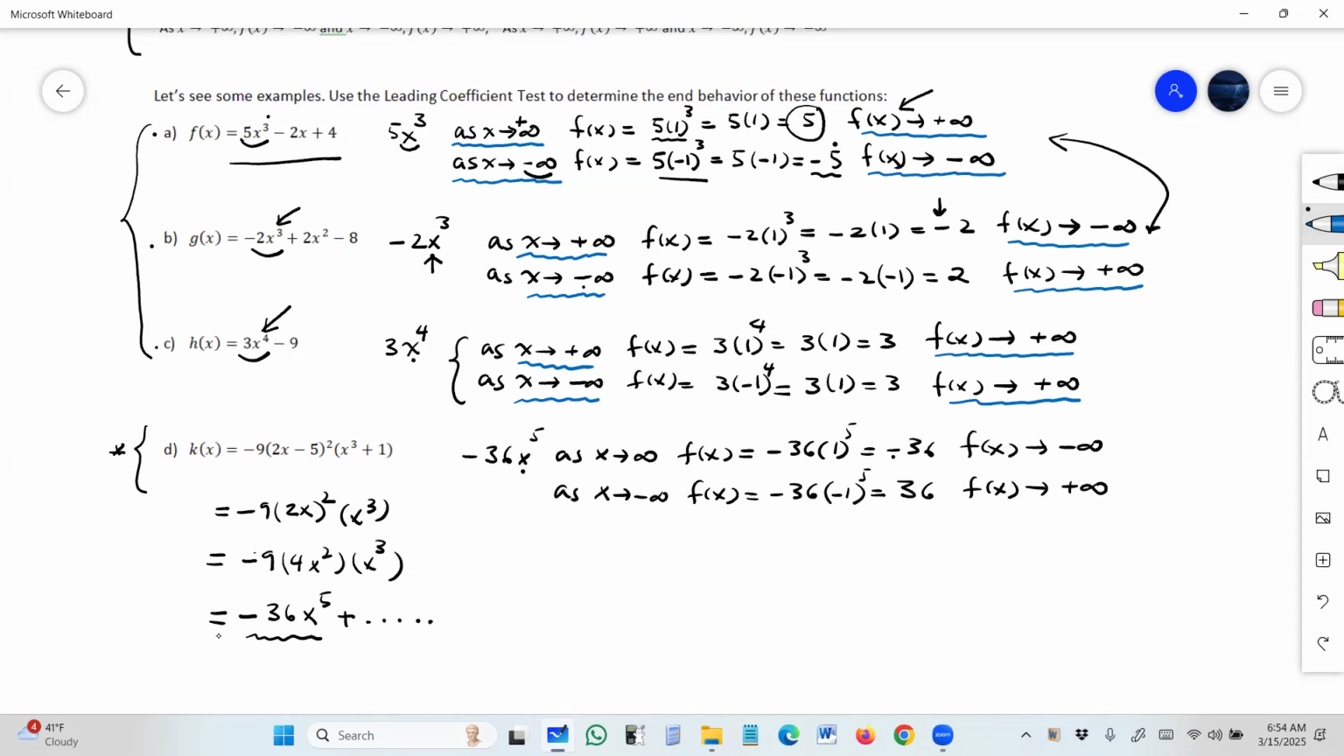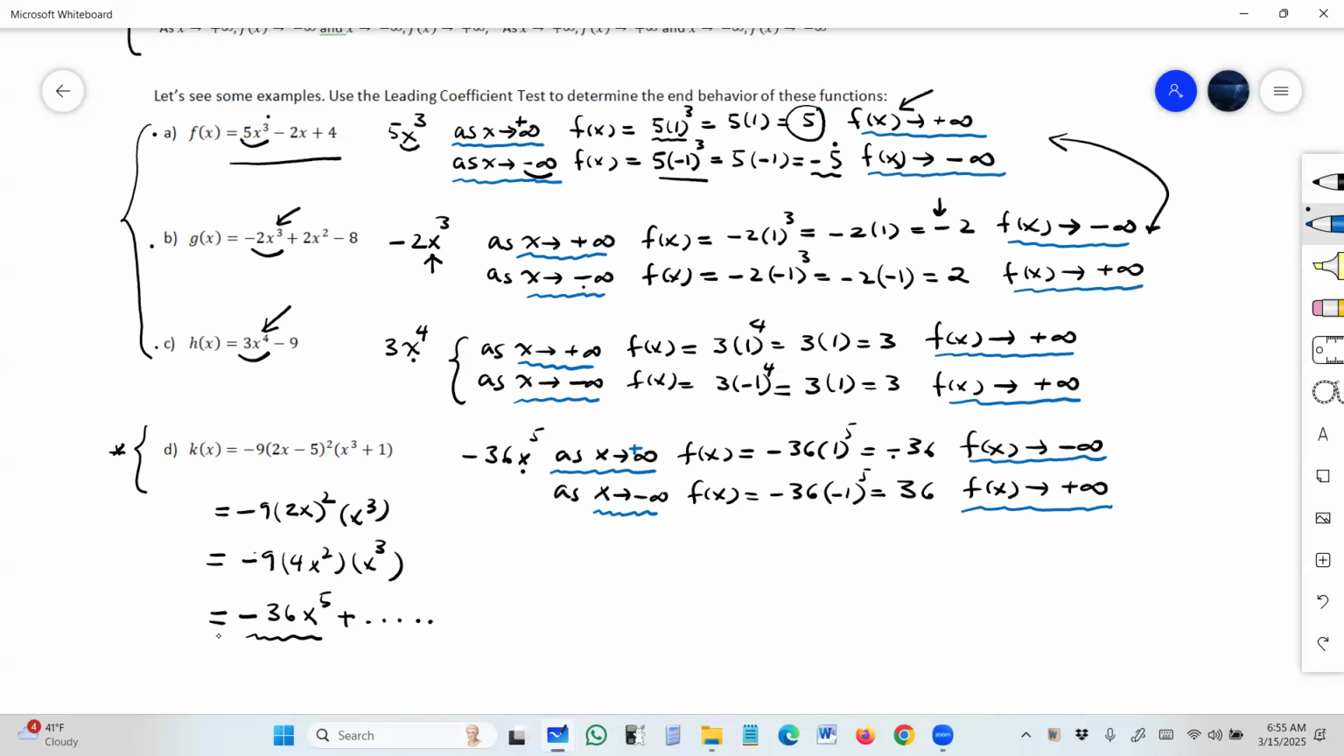So I have the end behavior: as x goes to positive infinity, f of x goes to negative infinity. As x goes to negative infinity, f of x goes to positive infinity.